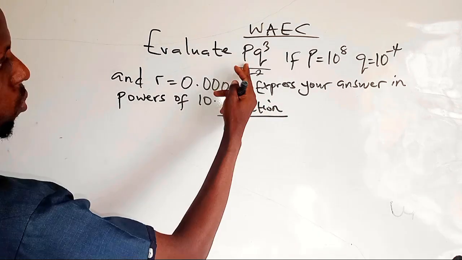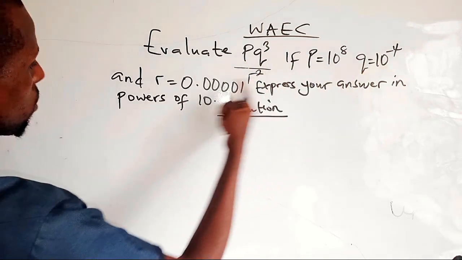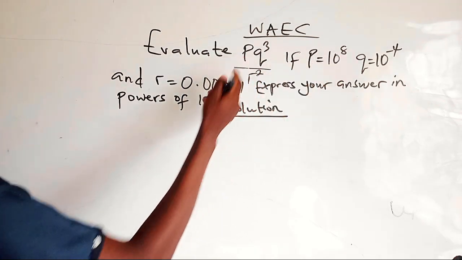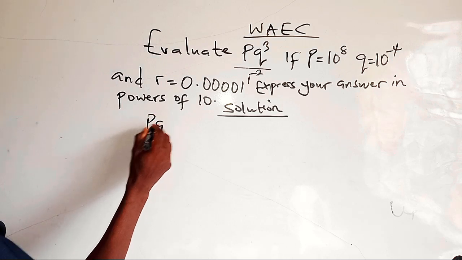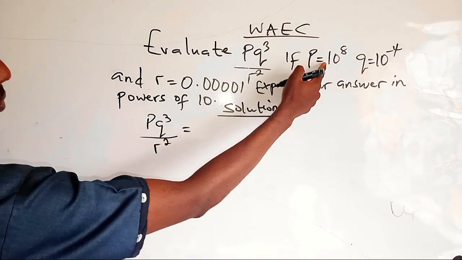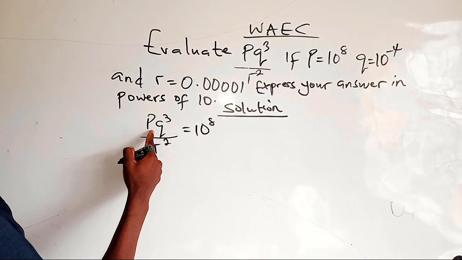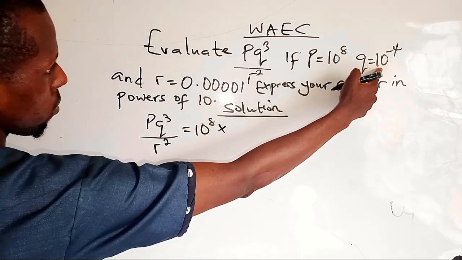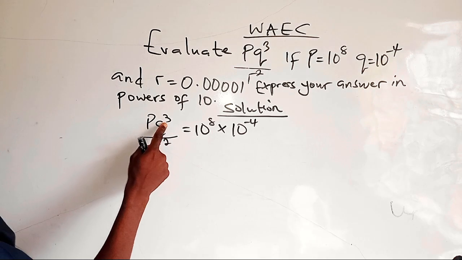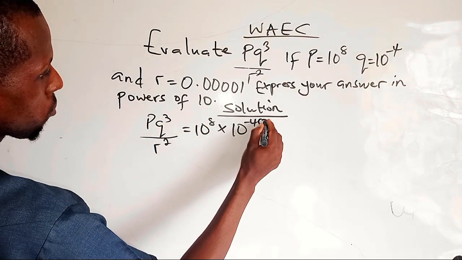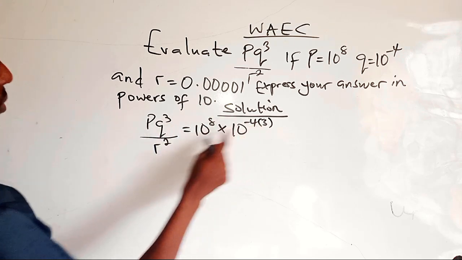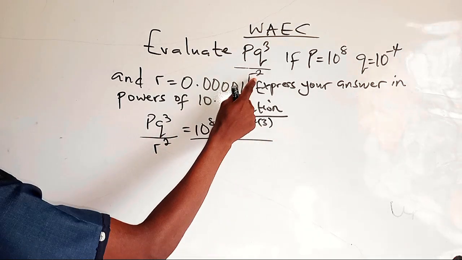The first thing we do is to replace what each letter represents. So we substitute it back. We have p to be 10 raised to power 8, so we have p times q raised to power 3 over r squared. So p is 10 raised to power 8, times our q, which is 10 raised to power minus 4. This comes with a negative index, and do not forget we have a 3 here. So we have to multiply this index with this 3. That's what it means.